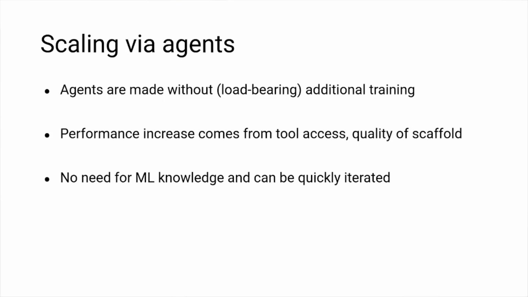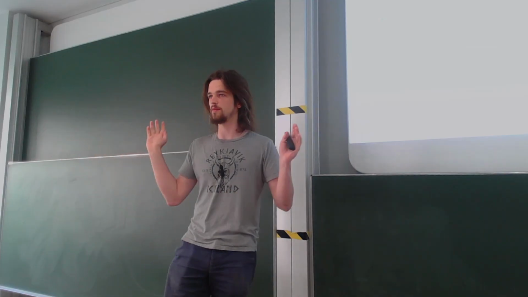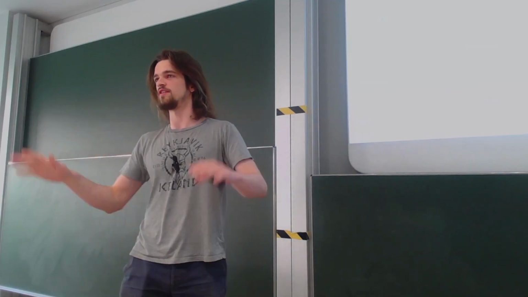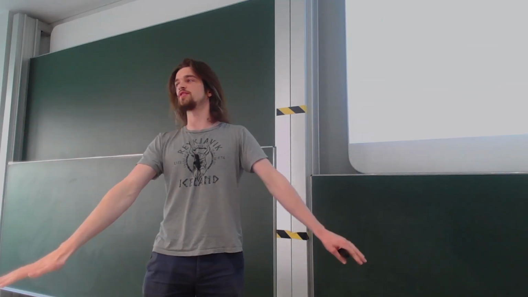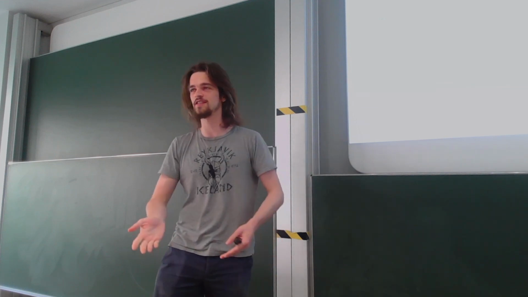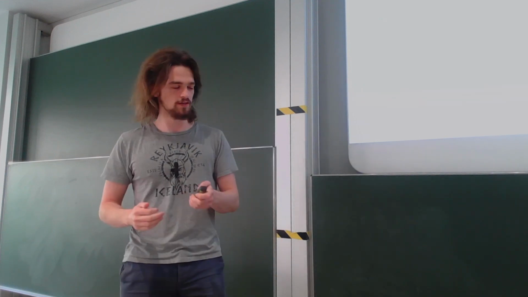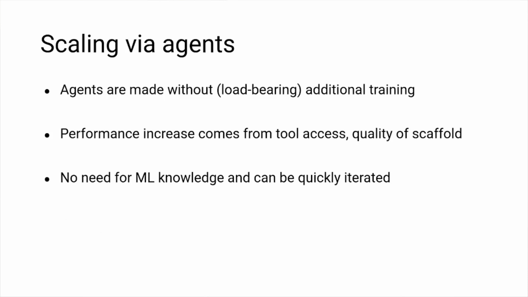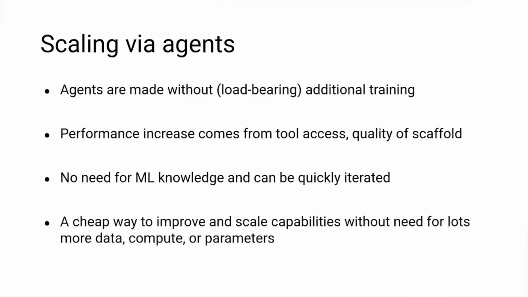And as a practitioner implementing this, you don't need any machine learning knowledge, and you can iterate very fast. Implementing an agent, you don't need to know what backprop is, you don't need to know what gradient descent is, you don't need to know how a transformer works at all. You can just treat it as a black box and build around that. So much less domain knowledge is needed. And this gives you a pretty cheap way to improve and scale capabilities without the need for lots more data, compute, or parameters.